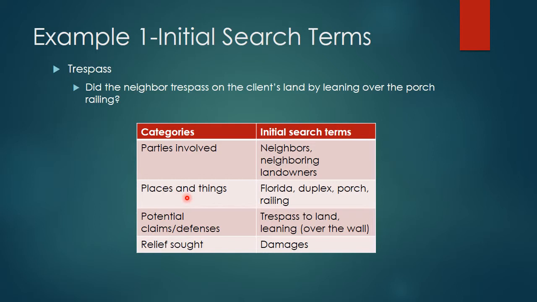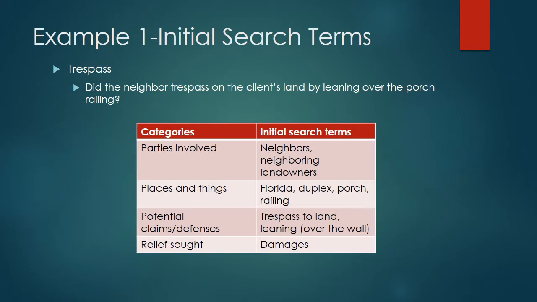And places and things is a category under the Sloan method. And of course, we want to use the initial search terms that describe, this is a Florida case. It was on a duplex, on a porch with railing. The potential claims and defenses: trespass to land, leaning over the wall, and the relief sought by the client, of course, is damages. And it pretty much says these very points in the case scenario itself.